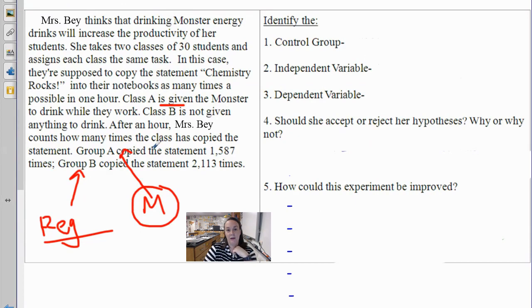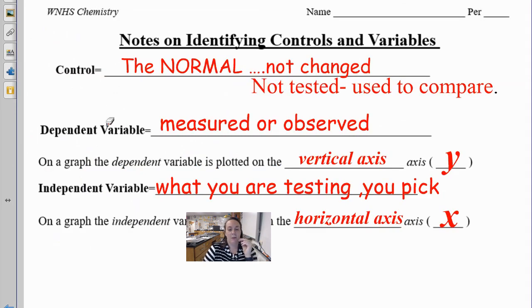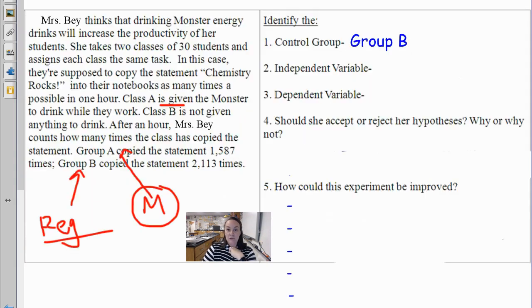So is Group A, your teacher giving you Monster while you're working, or Group B, the norm? Good. Group B is the one that we're going to compare to, okay? The independent variable, and if you want to look back up at the top again, the independent variable is what you are picking, or what you are testing. And the dependent variable is what you are measuring.